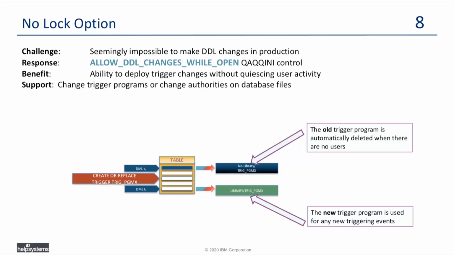Well, those users who have an active data change that matches what should fire the trigger program are still using the old trigger program until they close their cursor. Any new data access, of course, is going to use the new trigger program. As soon as the use count of the old trigger program goes to 0, it is deleted by the operating system. So there's no disruption in service of your trigger programs.